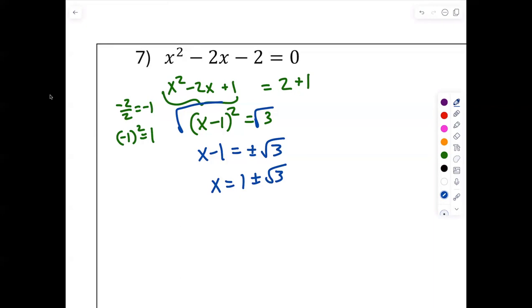All right, again, it's just a process, the same thing over and over. Move the constant, half and square, factor, take the square root, move the constant. That's it, every single time. If you're not good at remembering that, then you write yourself little notes down.